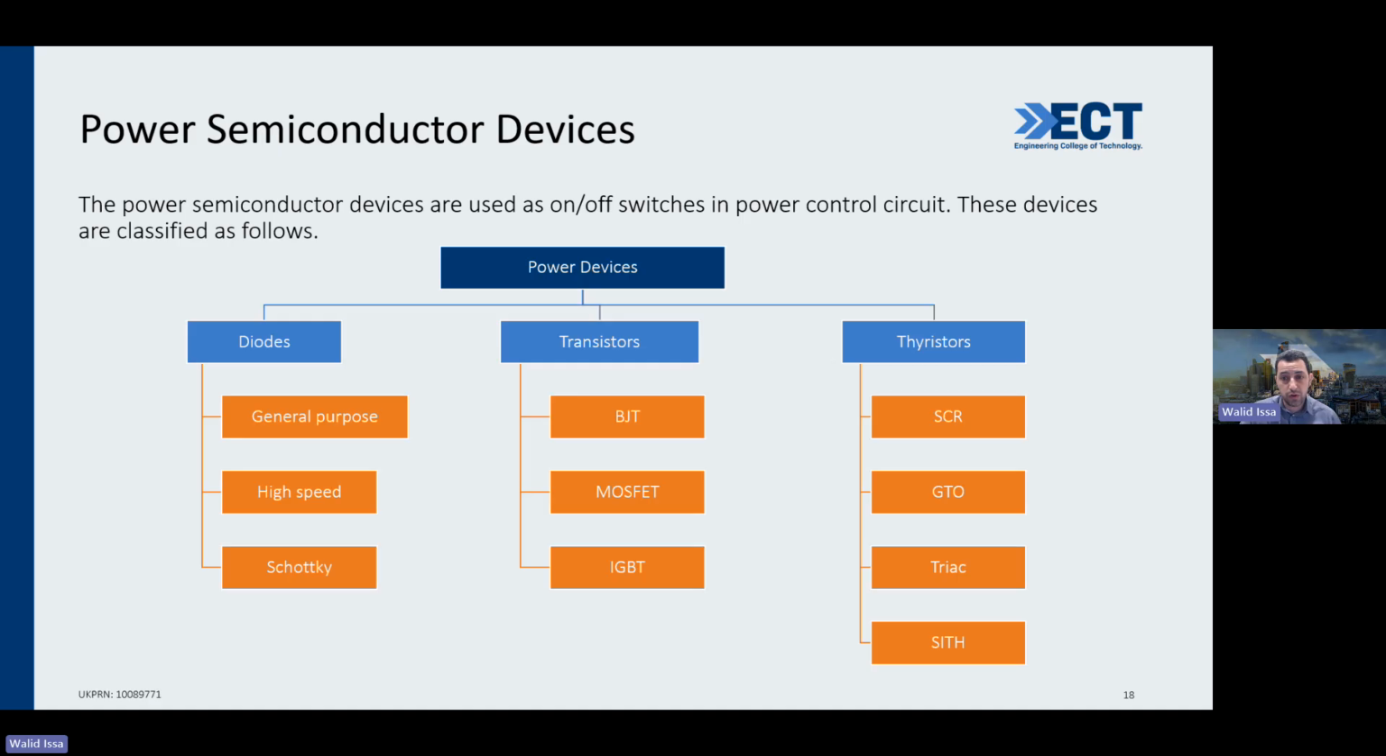For the transistors, we know we have the BJT, but also we have MOSFETs and IGBTs. And from learning about power electronics, you will know that BJTs are not the ones to be used in power electronics. BJTs are difficult to drive and they lose a lot of power as heat. So they use MOSFETs and IGBTs. Thyristors are the switches used for dimmers, for example, or AC to AC conversion, like SCRs, GTOs, triacs, and SITs as well.